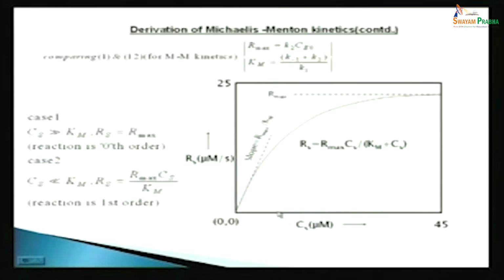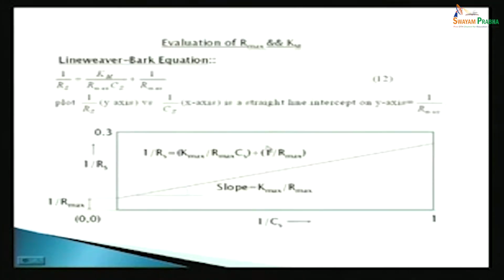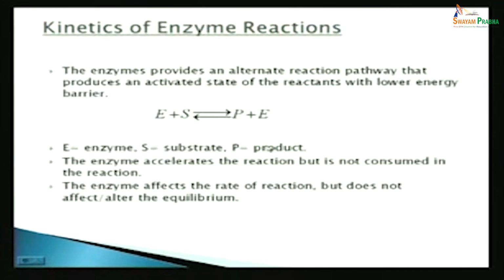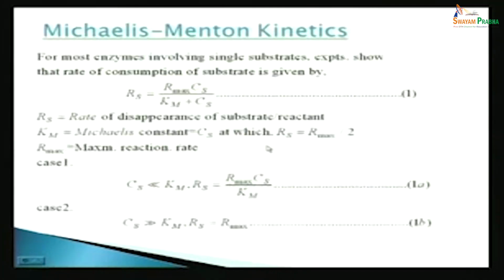Now, here we are. These are the two asymptotes of the problem. Let's go back to the two asymptotes and try to understand that. For Cs much less than Km, if you look at equation 1, Cs goes away from the denominator, but it stays in the numerator. So Rs is given by Rmax Cs over Km.